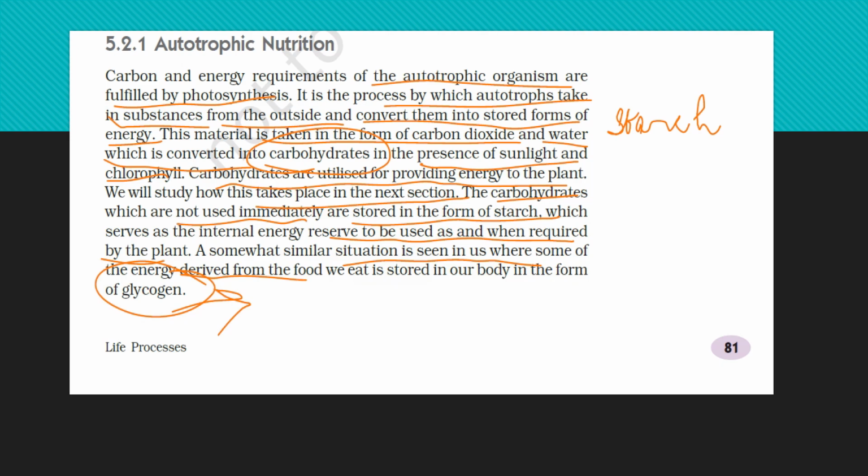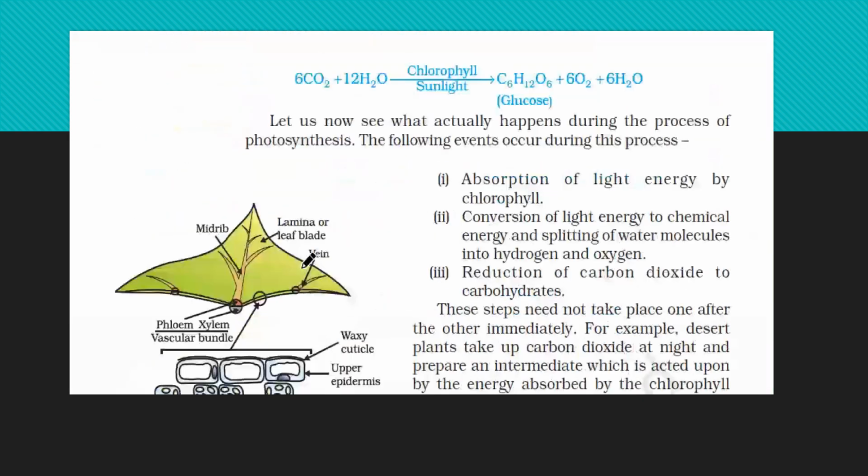Is it clear? Now let us move on to the photosynthesis process. Now what is happening in this? The plants are absorbing 6 molecules of carbon dioxide with 12 molecules of water in the presence of chlorophyll and sunlight, and what is the end product? They are getting glucose, and oxygen and water are being produced.